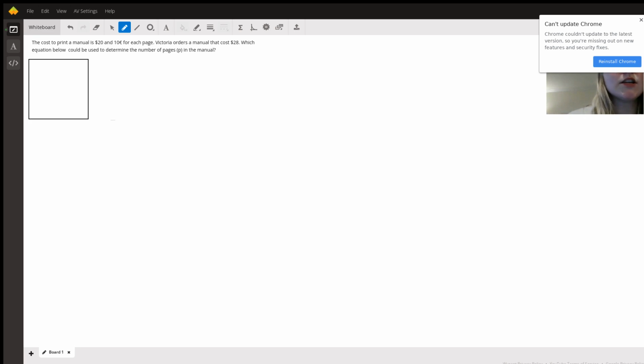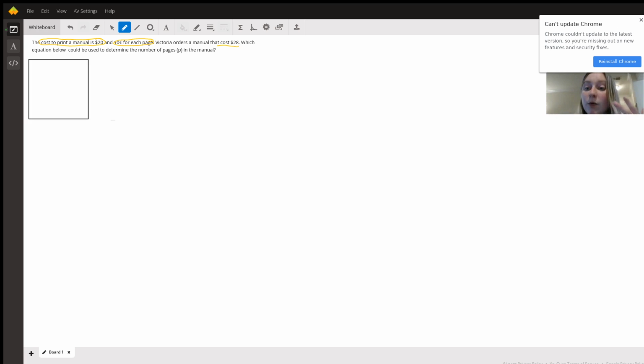The question says the cost of a print manual is $20. So a print manual is $20. I'm going to circle that and keep it aside. And 10 cents for each page. We're dealing with some money. We're printing some manuals. Victoria orders a manual that costs $28. The cost is $28. Which equation below could be used to determine the number of pages in the manual?